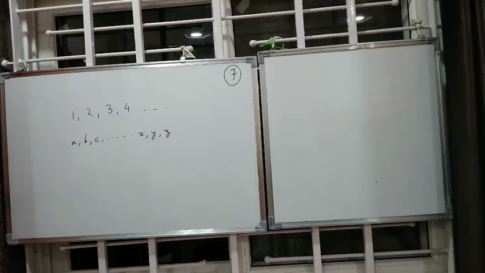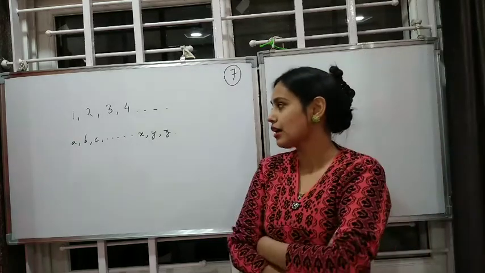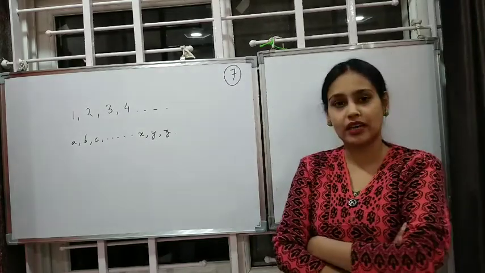Okay, children, today we are starting with a new topic, a new chapter also. Last time we completed our chapter 11. As you can see, I have written some numbers. You can say counting numbers or natural numbers, and also some letters A, B, C, X, Y, Z.